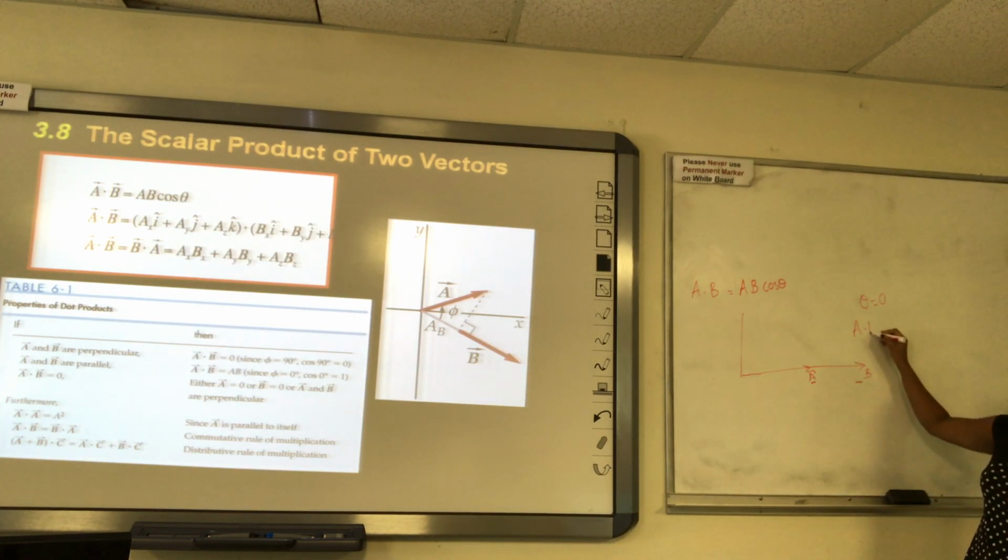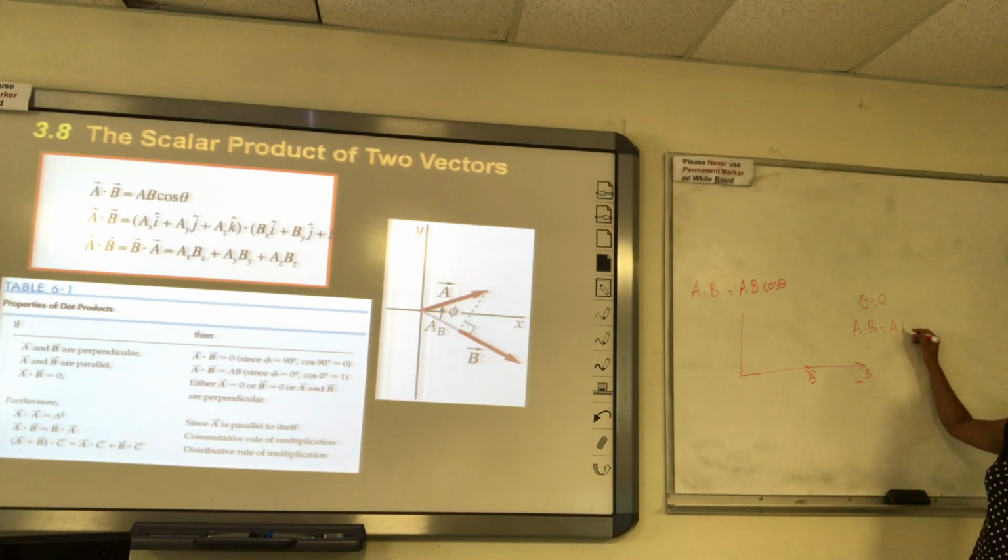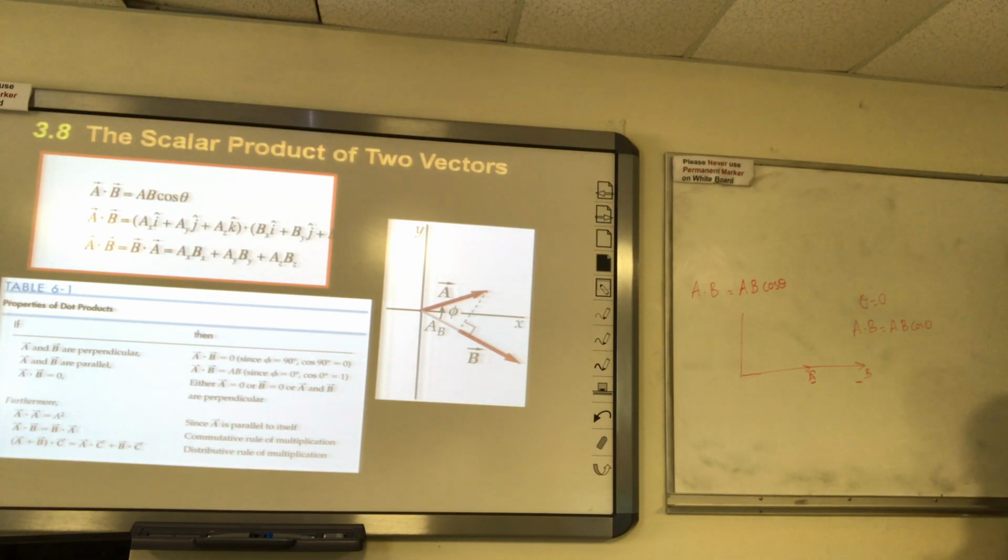So if you want to find out A dot B, you need to find out the magnitude of A, the magnitude of B, and cosine of 0 right here. Cosine of 0 is 1. So if I know how long this one is and how long this one is, just put those numbers. That's going to give me the dot product of those two vectors. So it's not 2, but it is the magnitude of those two. The cosine thing would be taken care of.